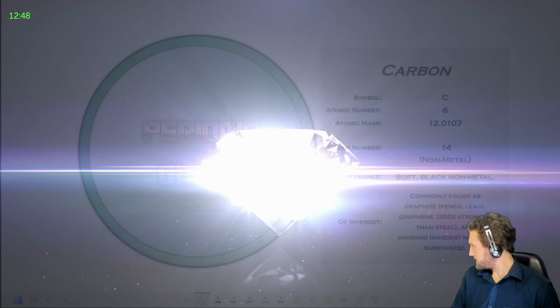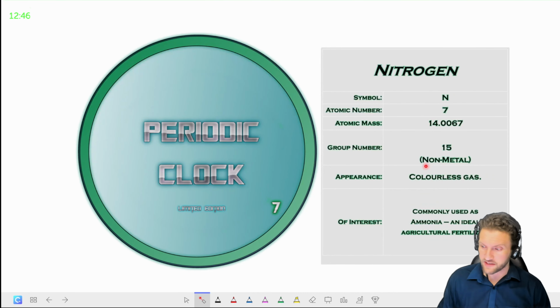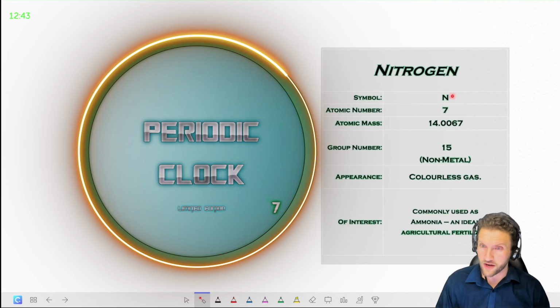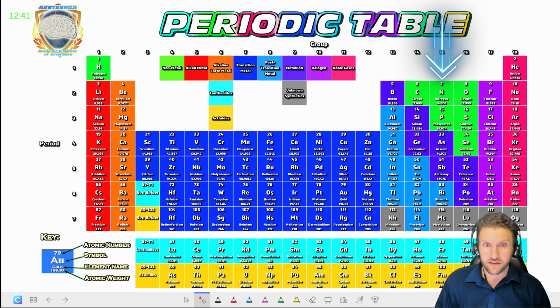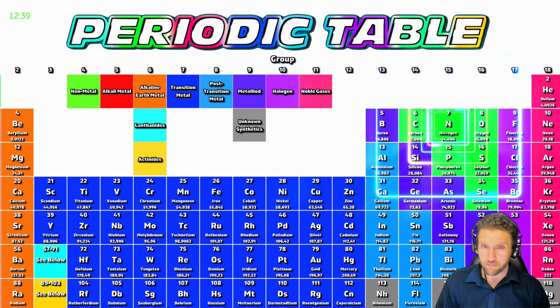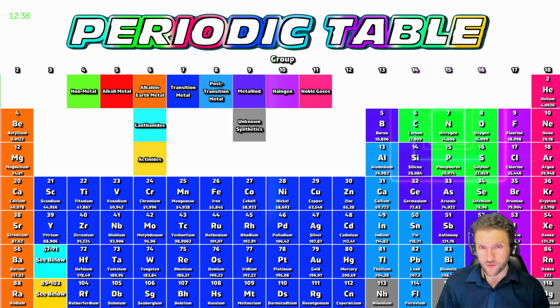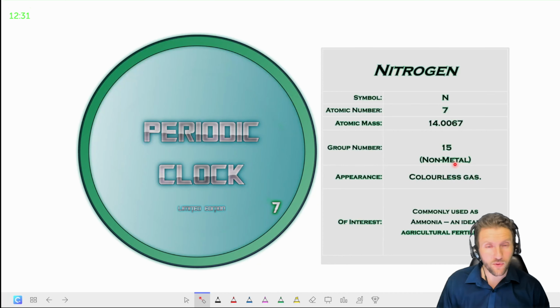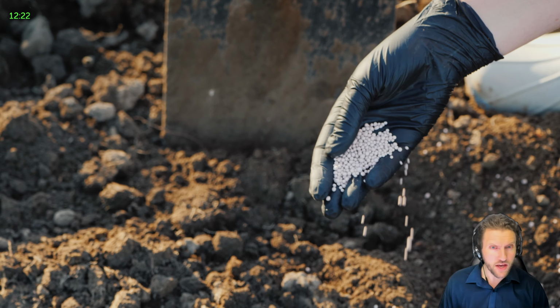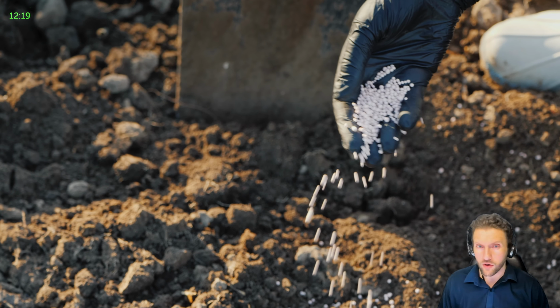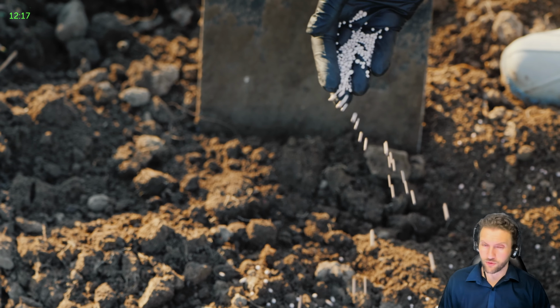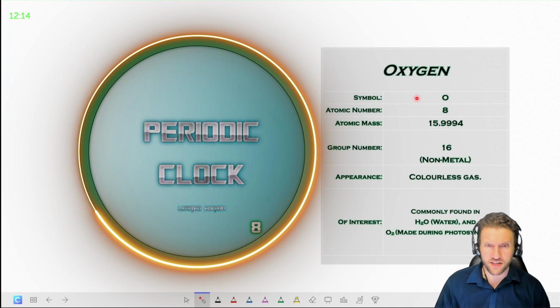How cool is that? Okay, it takes us on to the next one, which is going to be nitrogen. What do we want to know about nitrogen? Abbreviation N. Atomic number 7. Mass of 14.0067. We're in group 15, and yes, it's also a non-metal. Now, in terms of appearance, it is a colorless gas. And common uses, there are many, but one interesting application would be ammonia, which is actually agricultural fertilizer. Pretty versatile, these chemicals.